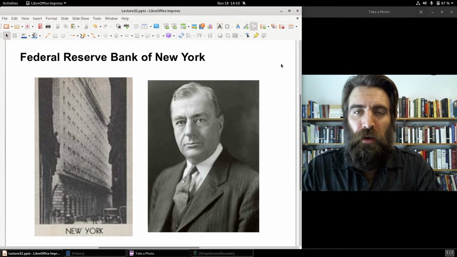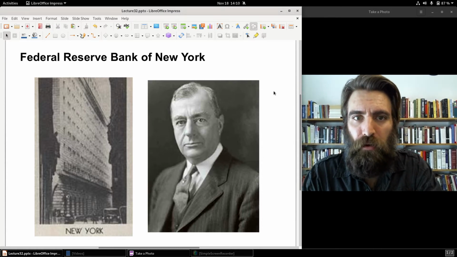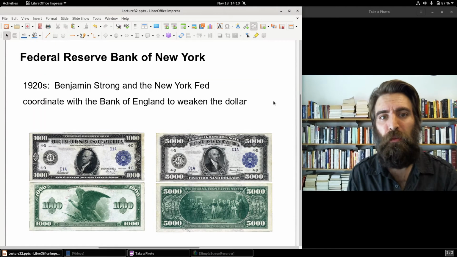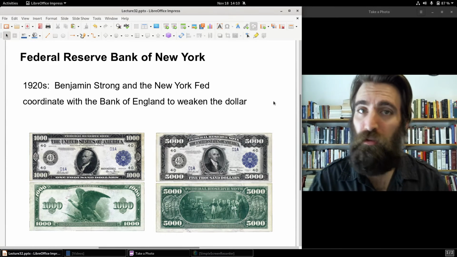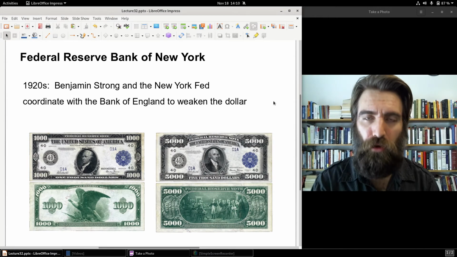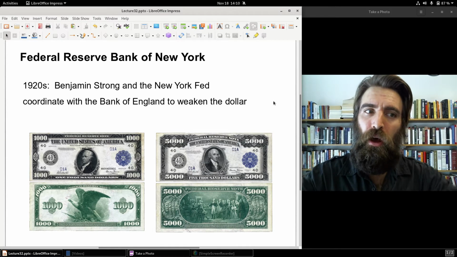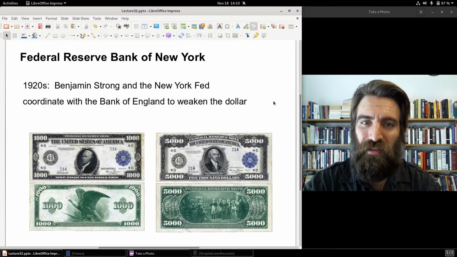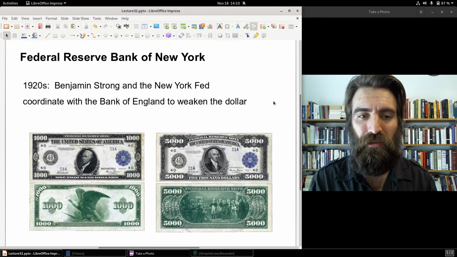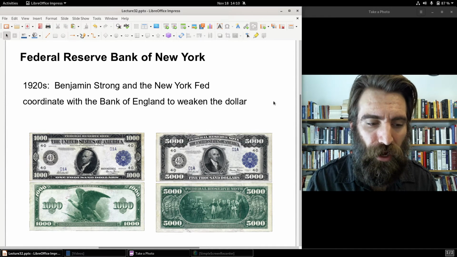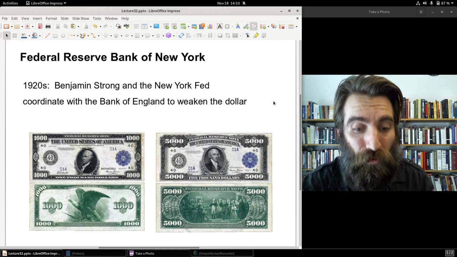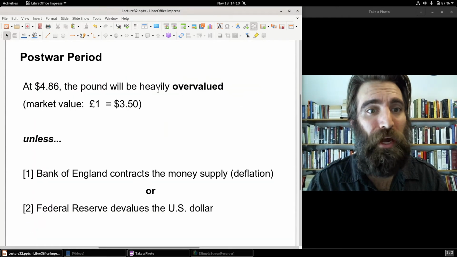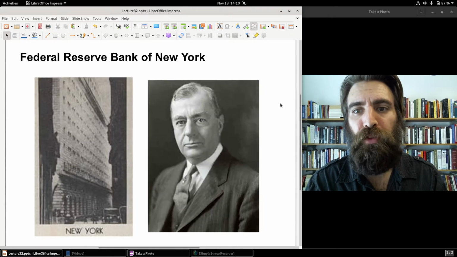And as things so had it, the head of the Federal Reserve Bank of New York, Benjamin Strong Jr., coordinates with the Bank of England throughout the 1920s. The Morgans long had a strong relationship with the British Treasury and with the Bank of England, and coordinated with the Bank of England to lower interest rates in the 1920s to slightly weaken the dollar. Now, it doesn't succeed in the sense that the Fed does not inflate enough to counter the severe overvaluation of the British pound after World War I. So it doesn't quite work.